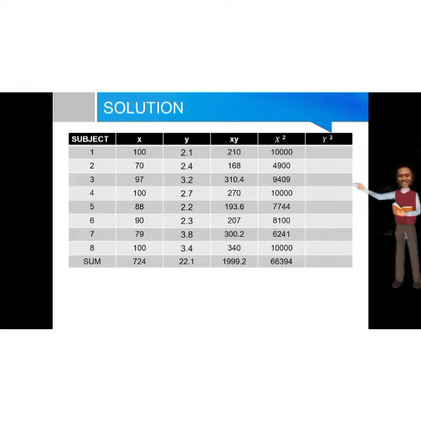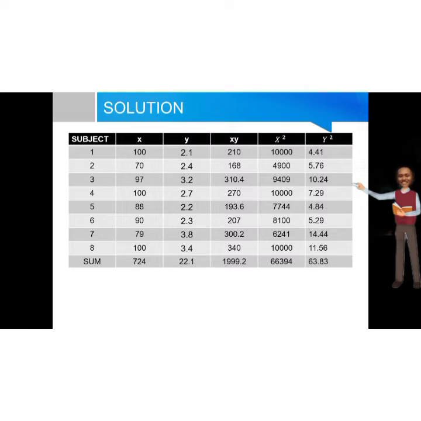724 is equals to 66,394. And now let's proceed to y square. So what I do in x, just square it. 2.1 square equals to 4.41.